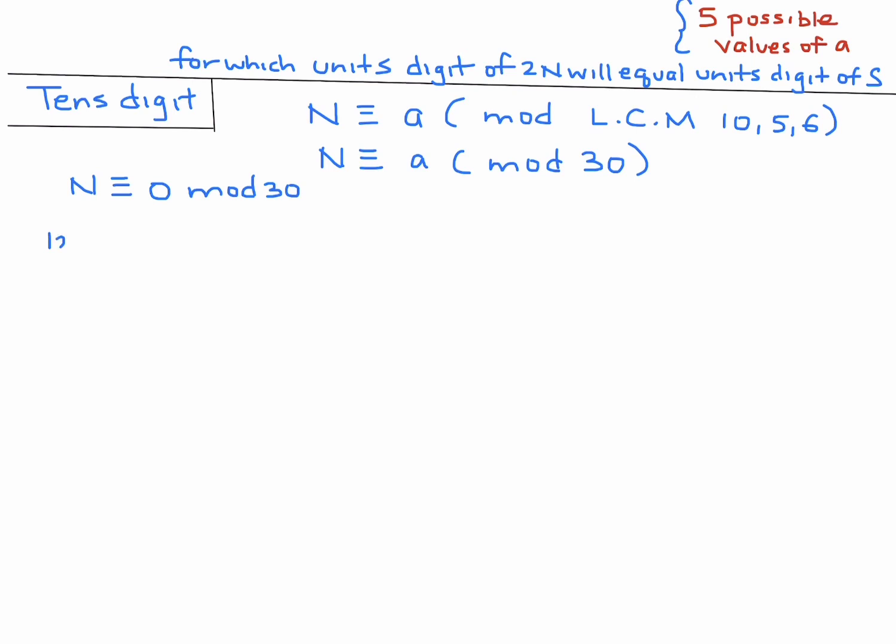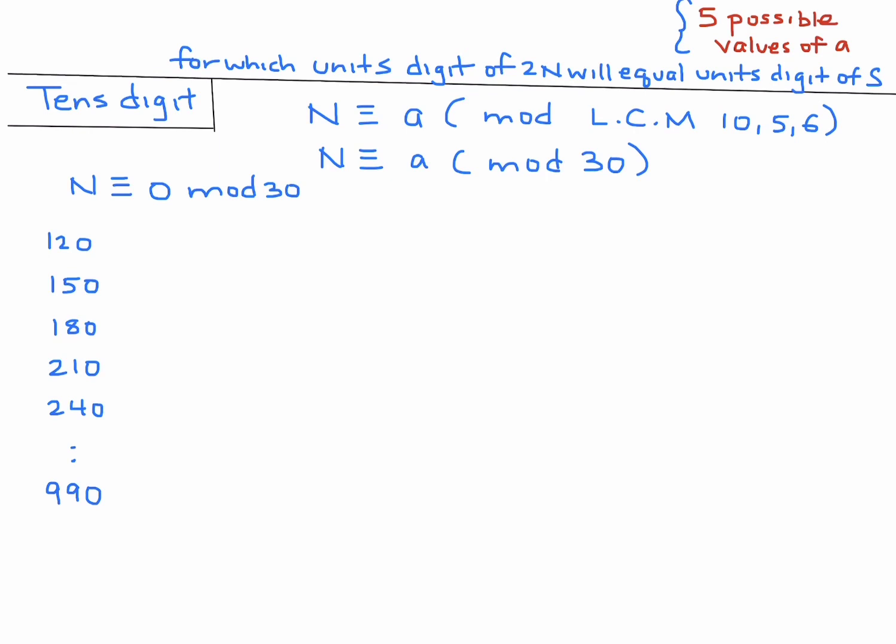So for example, n equals 120, n equals 150, right? I'm starting with the lowest possible 3-digit number, 180, 210, 240, and so on, right? All the way up until the very last one, which would be 990.